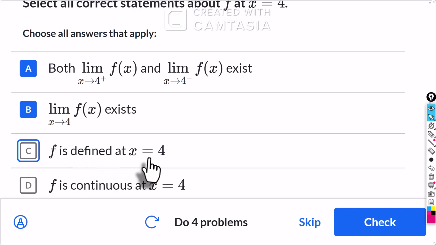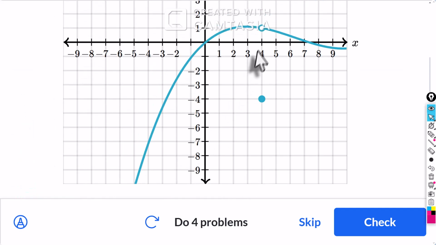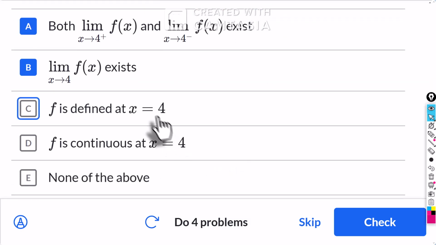Answer C, f is defined at x equals 4. Well, is there a point at x equals 4? Yes, there is. It happens to be right here, okay? Even though there's a hole in the graph here, there's still a point at x equals 4, and that point is right there. So that is true.